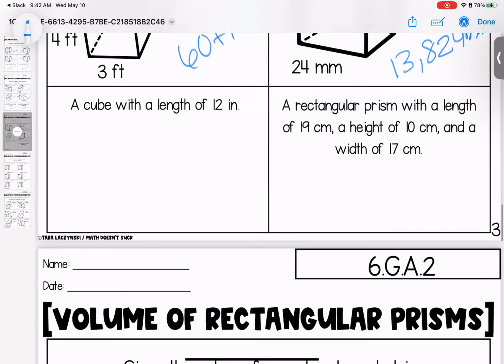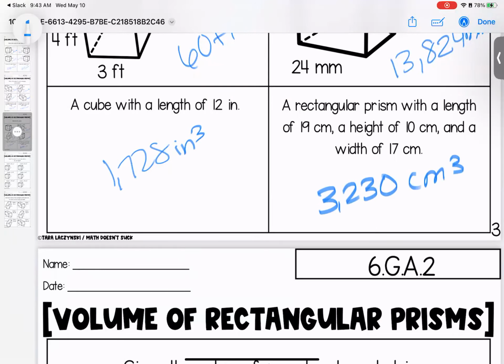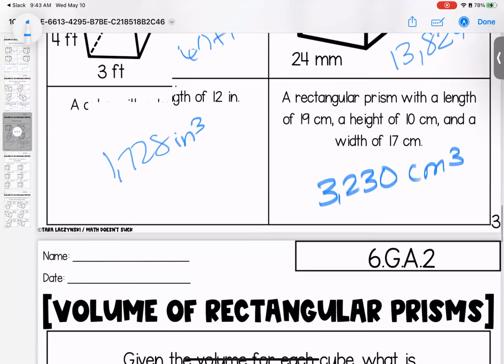Over here, 12 times 12 times 12. It told us it's a cube. 1,728 inches cubed. And then here we have 19 times 10 times 17, which gives us 3,230 centimeters cubed. Questions? Bring them to class.